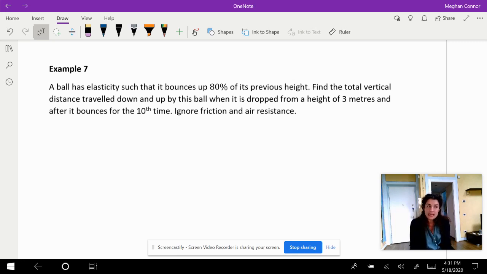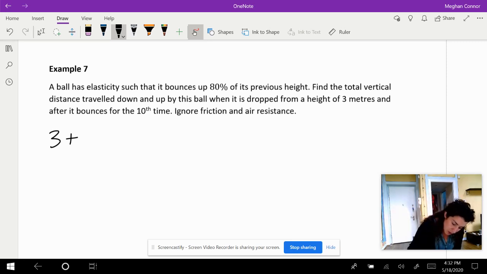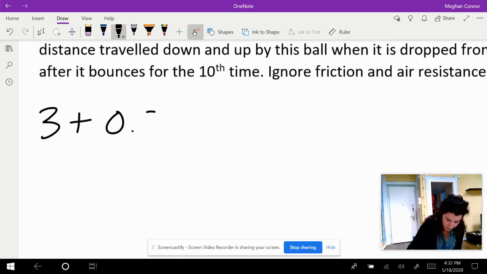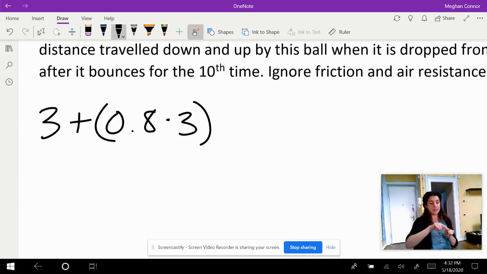So let's start making a series of this information, right? So first, the ball comes down from a height of 3 meters. And that's our first term. Plus, and then we need 80% of the previous height. So I'm going to do 0.8, which is 80%, times 3. Now realize it bounces up 80%, and because it specifically says here in the problem, find the total vertical distance traveled down and up.